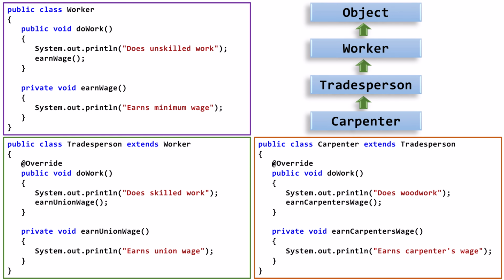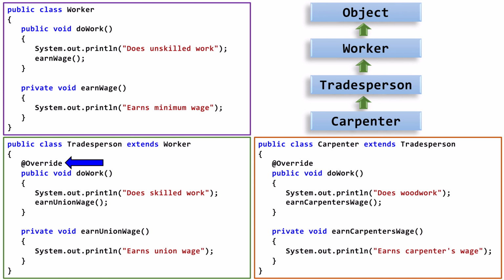Let's look at alternate versions of the Worker, Tradesperson, and Carpenter classes. In Worker, the doWork method is public, so it could be overridden in a subclass. If we don't override it, it would simply be inherited. For security reasons, earnWage is private. We don't want programmers to be able to call it directly from outside Worker because they could create a payday without doing any work. Being private, it will not be inherited by a subclass.